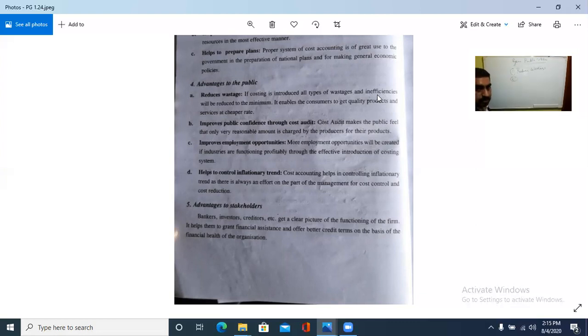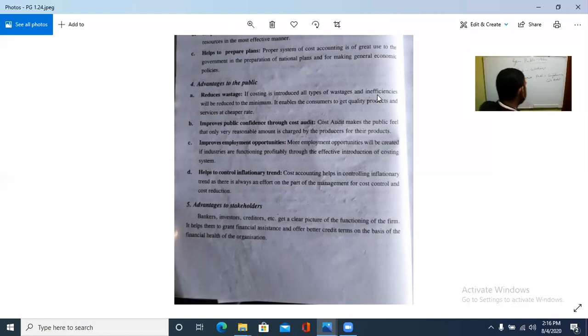Second is improves public confidence through cost audit. Cost auditor. Okay. പബ്ലിക് കോൺഫിഡൻസ്, അതായത് പബ്ലിക്കിന് എന്ത് ചെയ്യുന്നു, ഒരു കോൺഫിഡൻസ് ഉണ്ടാകുന്നു എന്തിൽ കൂടി? ത്രൂ കോസ്റ്റ് ഓഡിറ്റ്. അതായത് കോസ്റ്റ് ഓഡിറ്റ് നടത്തി മേക്സ് എ ഫീൽ ദാറ്റ് only a very reasonable amount is charged by the producers for their product. ഒരു കോസ്റ്റ് ഓഡിറ്റ് നടത്തി കഴിഞ്ഞാൽ അതിന്റെ ഈച്ച് ആൻഡ് എവരി ഇൻഫർമേഷൻ ഷുഡ് ബി വെരിഫൈഡ്. അതാണ് ഒരു കോസ്റ്റ് ഓഡിറ്റിന്റെ പ്രത്യേകത. അങ്ങനെ ഒരു കോസ്റ്റ് ഓഡിറ്റ് ചെയ്തു കഴിഞ്ഞാൽ public is having a mind that they are charging a reasonable rate for each and every product. അല്ലാതെ ഒരു കൂടുതലായിട്ടുള്ള ഒരു റേറ്റ് അവർ ചെലുത്തുന്നില്ല എന്നുള്ളത് അവർക്കത് മനസ്സിലാകും.